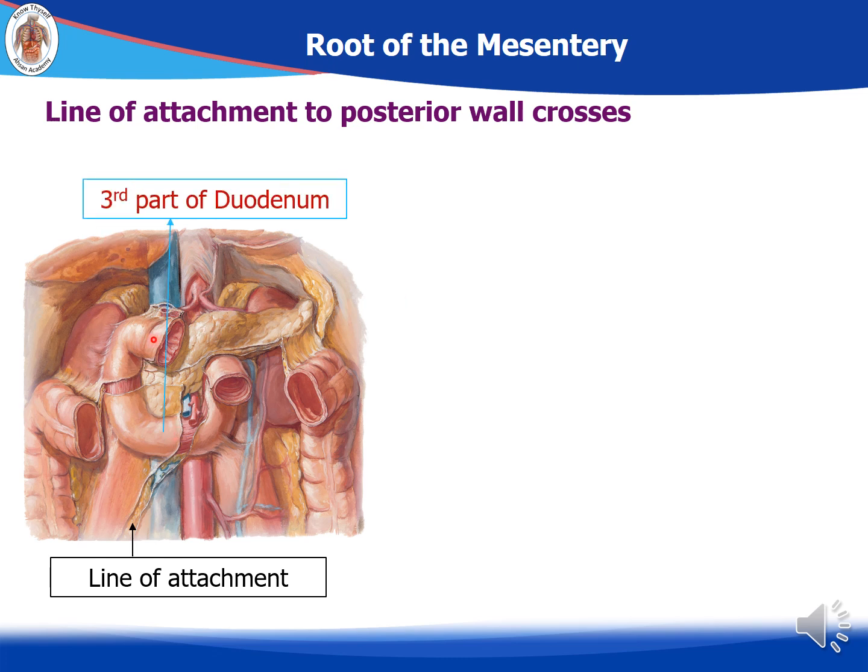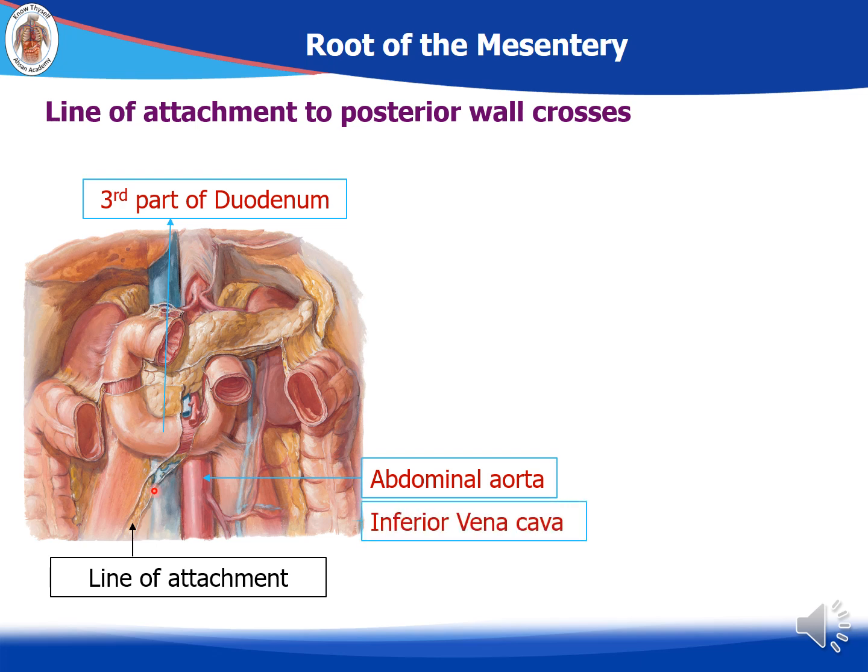This one is the first part of the duodenum, second part of the duodenum, third part. So the third part of the duodenum is crossed first, and here are the mesenteric vessels that enter the mesentery. This is crossing the abdominal aorta. Then this is the inferior vena cava. It goes down. Here there is the ureter on the right side.